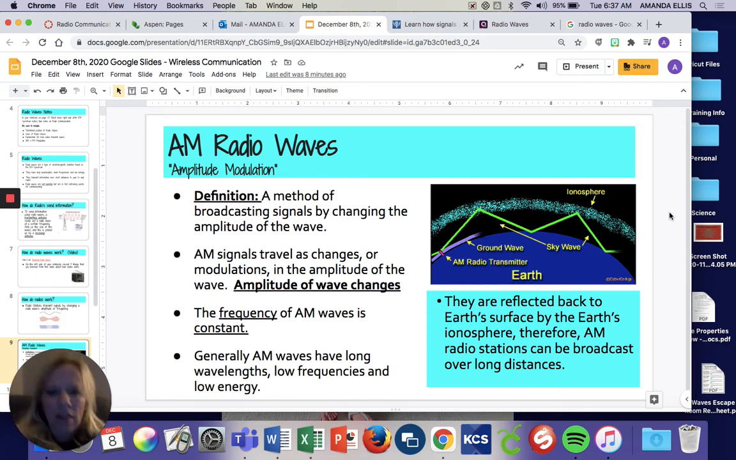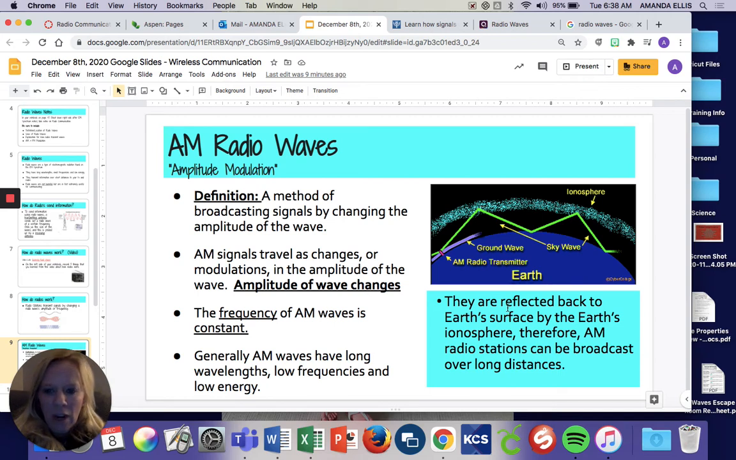And one big important thing is if you look at the picture here, they are reflected back to the Earth's surface by the Earth's ionosphere. So the ionosphere is this protective layer that is in the atmosphere. And when these waves hit it, they are reflected. Reflected, remember, means they bounce off of it and they come back. And that's how they're broadcasted over long distances.